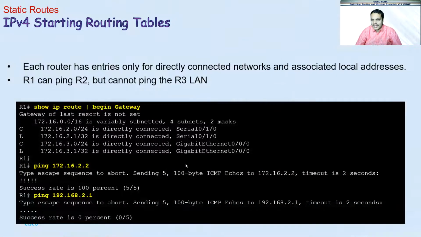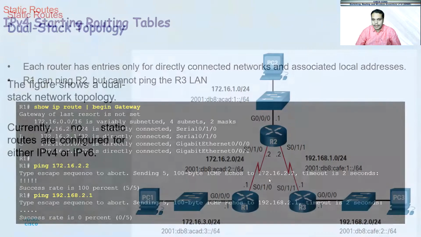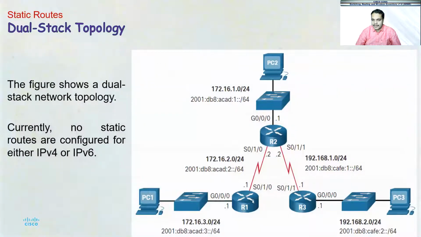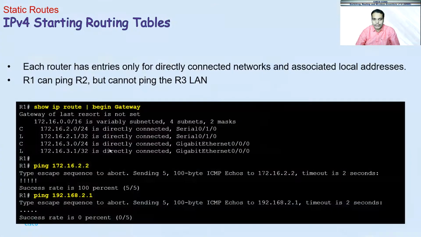Now, this is the starting routing table for R1. There is nothing we have set up. Each router has entries only for the directly connected networks and associated local addresses. So R1 can ping R2 but cannot ping the R3 LAN. R1 can ping R2 because it has a directly connected network with R2, but it cannot ping R3's LAN. Now, let me show you.